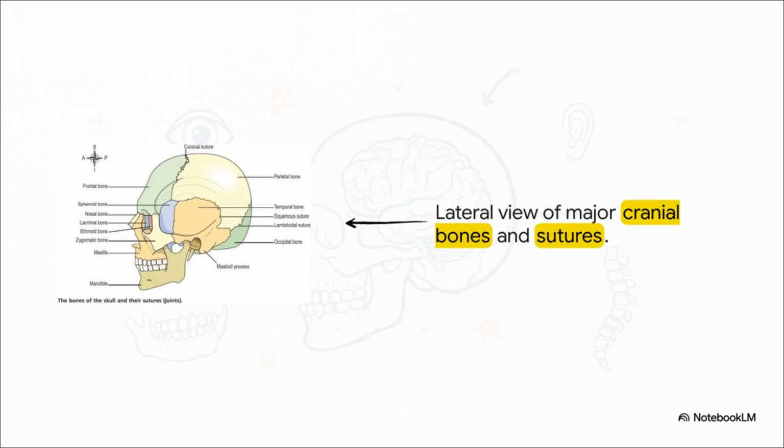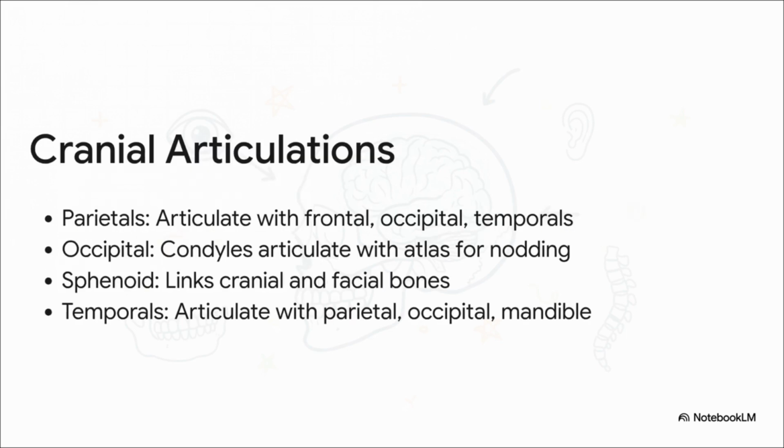And what's really cool is how these flat, irregular bones interlock like a giant jigsaw puzzle. Those jagged connecting lines, those are your sutures, and they act as completely immovable joints once the skull is fully mature. Now, understanding exactly how these bones connect is absolutely crucial.